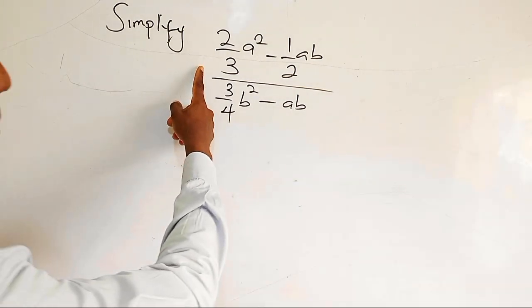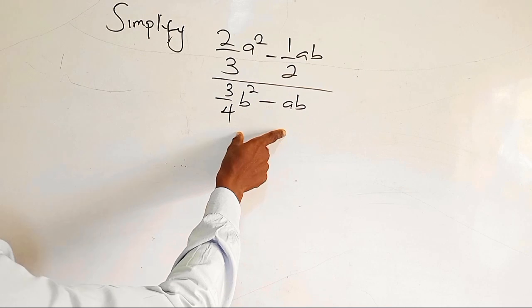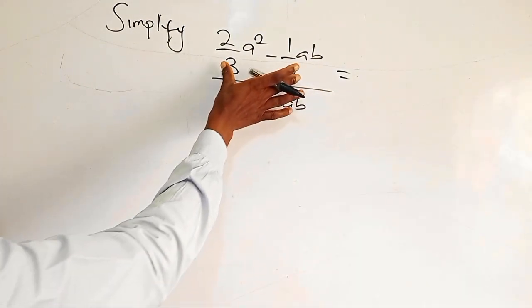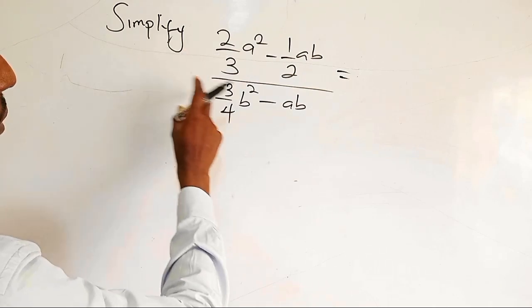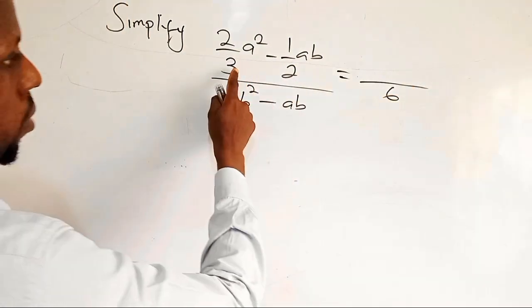The question says simplify this algebraic fraction. Okay, so we have this, and we have a fraction at the numerator and another fraction at the denominator. So how do we go about it? Let us start with the numerator. We can solve this by looking for the LCM, which is 6.